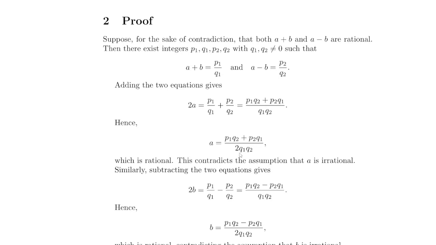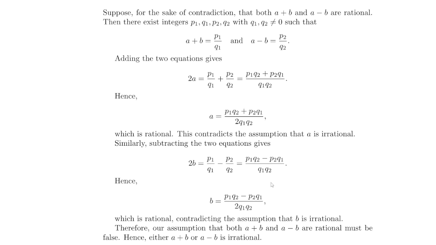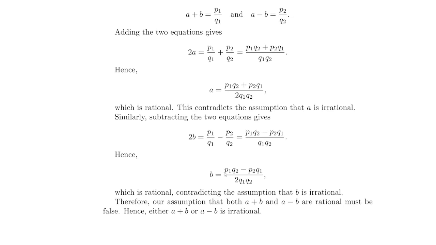And similarly, we can subtract a plus b and a minus b to get 2b is equal to p1 over q1 minus p2 over q2, which is p1 q2 minus p2 q1 over q1 q2. We divide by 2, and we get this expression, which is, again, a fraction of integers. Integer on the top, integer on the bottom. So when you have that, you have another rational number, which contradicts the assumption that b is irrational.